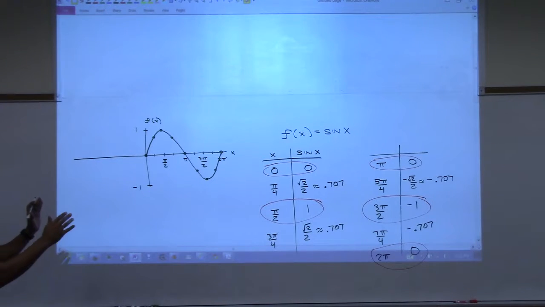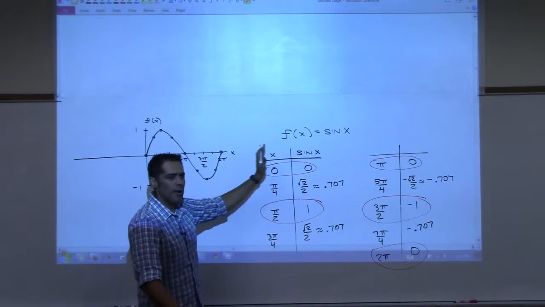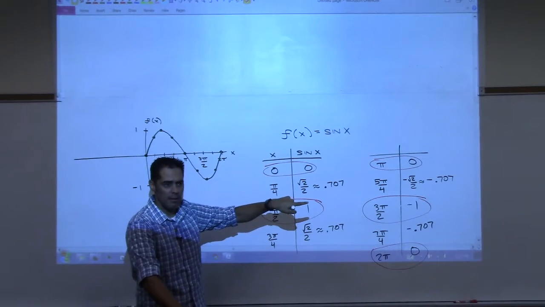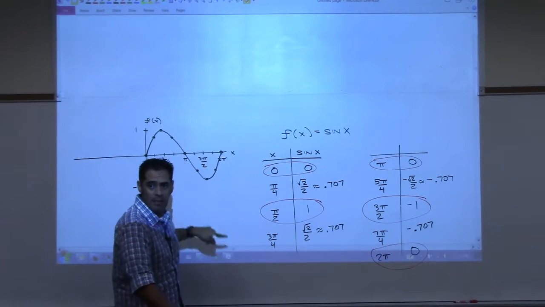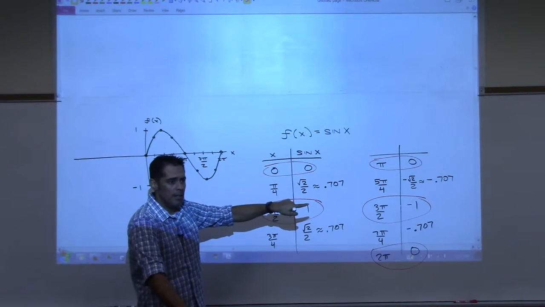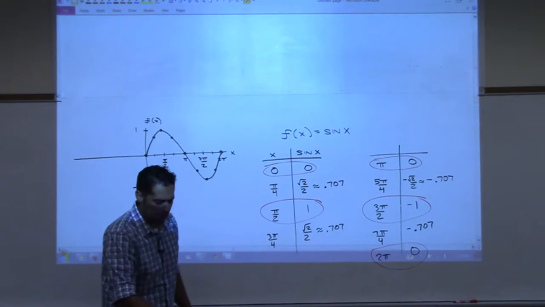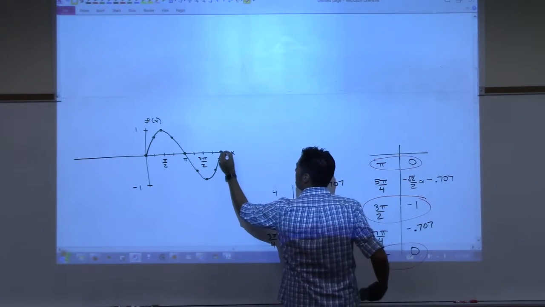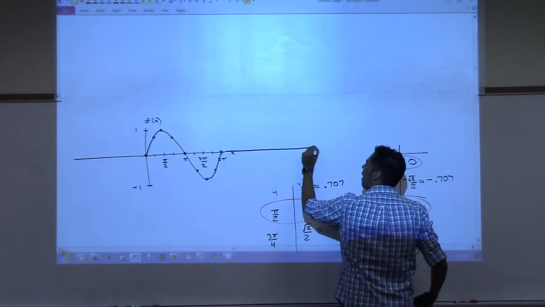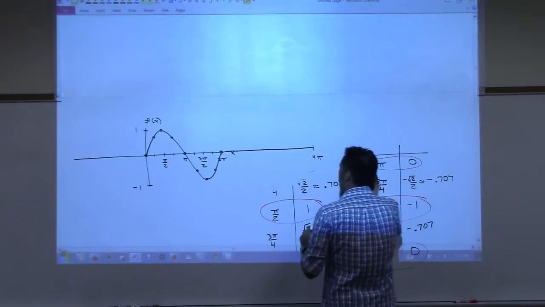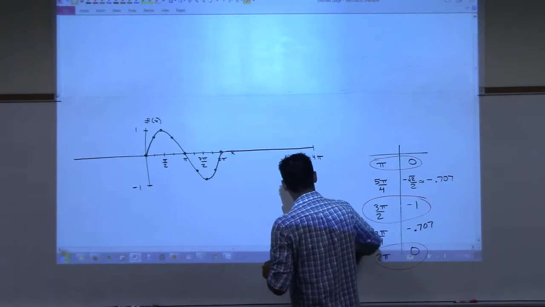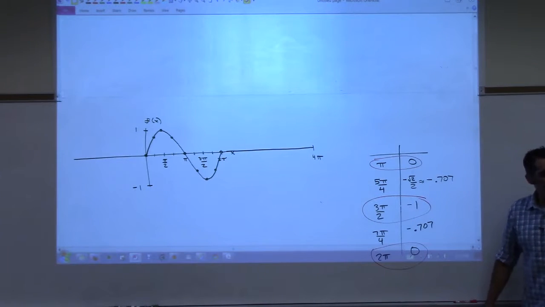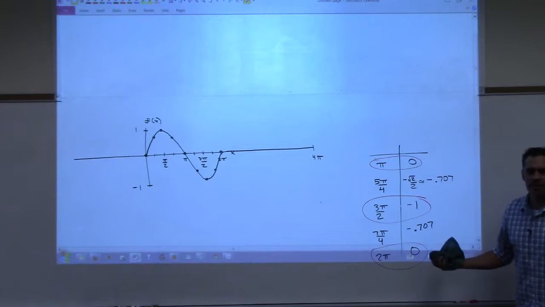Now, I could continue with more angles, right? Because when I go around one time, that's 2 pi. But I could go around it completely again, right? And go 4 pi. If I go out completely, one more full revolution, then I can extend my x-axis out again. 4 pi would be about right here. And what's going to happen? What will my picture do in that interval between 2 pi and 4 pi? It'll just repeat itself, right? Everything's going to be exactly the same.